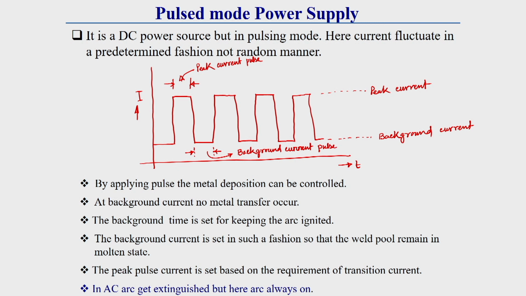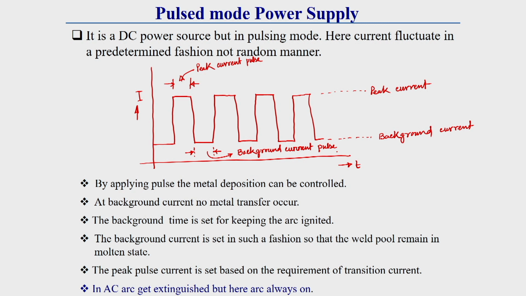One thing you should keep in mind: the background current is set in such a way that the arc will not extinguish. In case of alternating current, there is a zero crossing in every cycle, so every time there is extinguishing of the arc. But in this case the background current is set such that the arc will not extinguish during the welding operation. And the peak current is set in such a way that it is responsible for droplet transfer. That means in peak current the molten droplet will transfer.